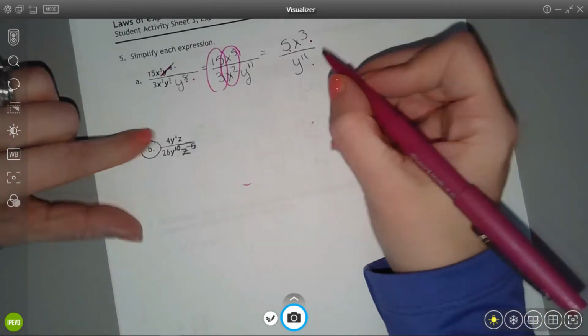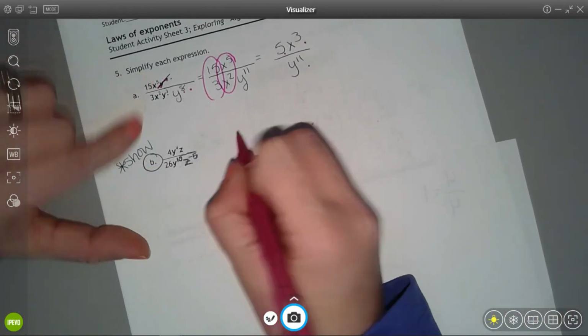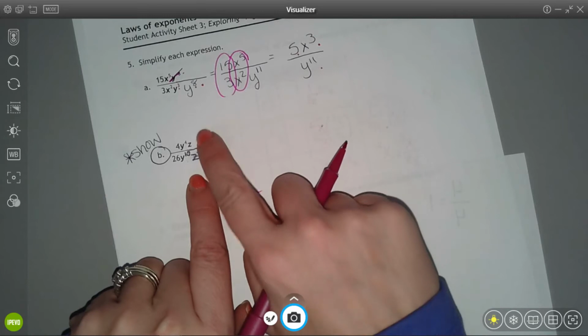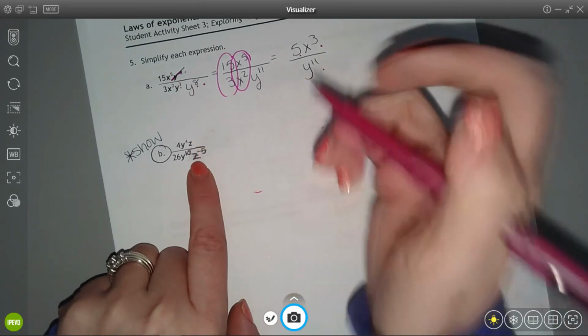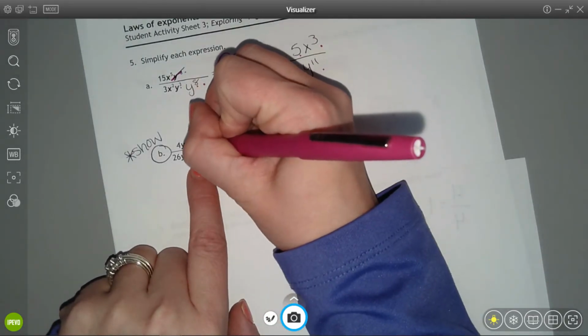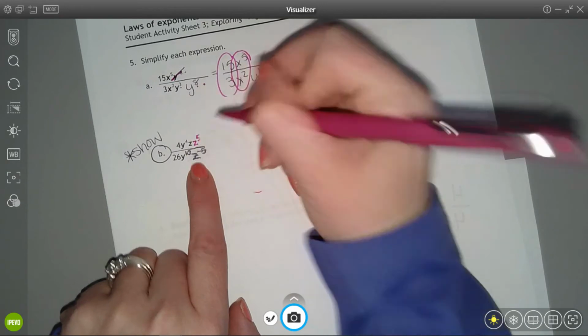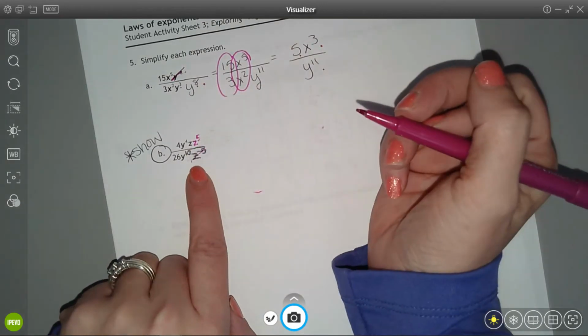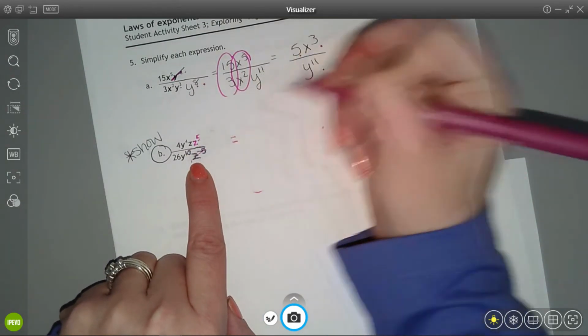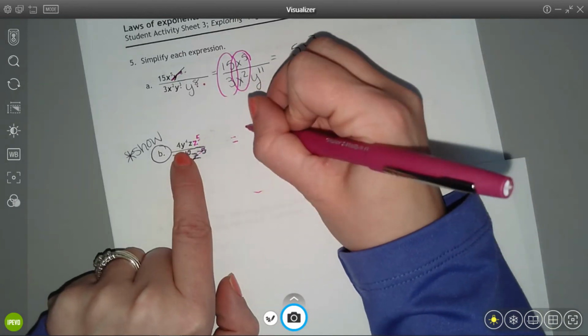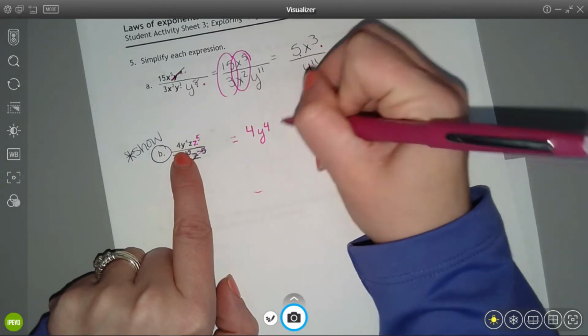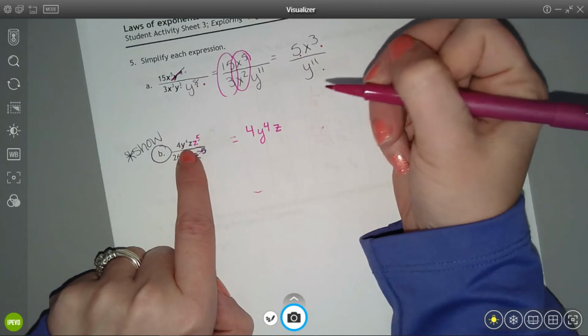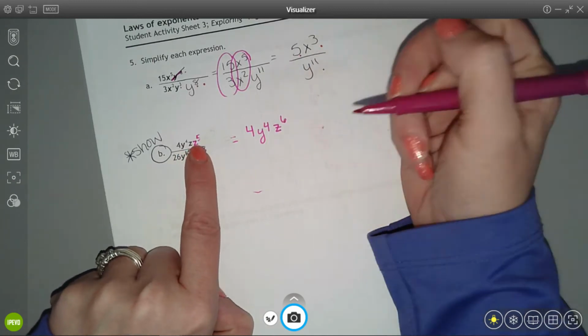So on this problem, first thing I'm going to do here, guys, with this, I have a negative. I don't want a negative. So the first thing I'm going to do is move it to the top, make it positive, and cross it off on the bottom. Let's just clean up what I have here. On top, I have 4y to the 4th, z to the 1 plus 5, so z to the 6th.